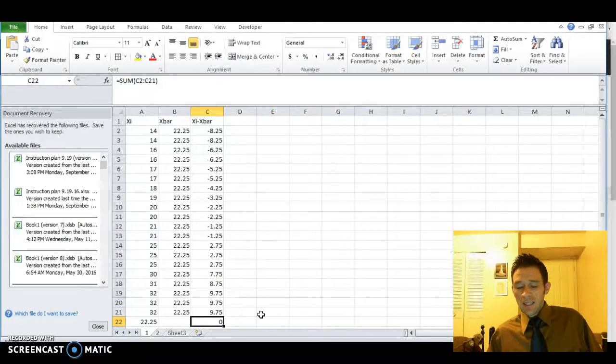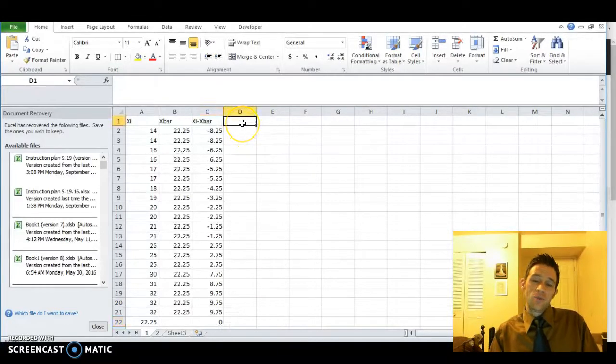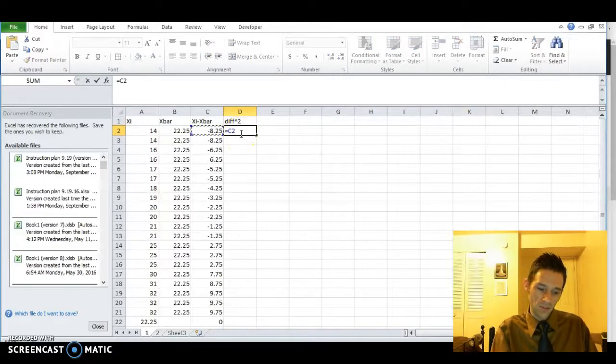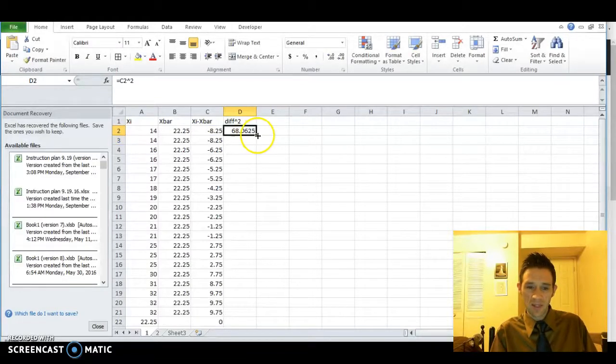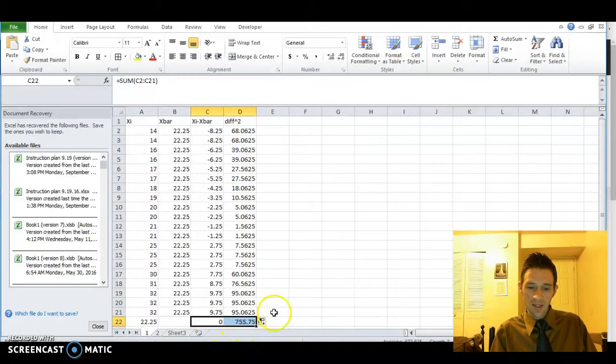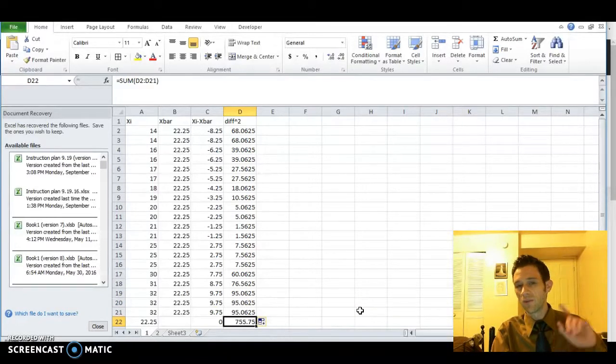So here's why we square everything. If you remember this step, we need to take, let's call xi minus x bar the difference. So let's call this the difference squared. Okay, or squared differences. So we raise everything to the second power here. We drop it down. And now we can sum this up and we get a number, 755.75, and it's a non-zero number.